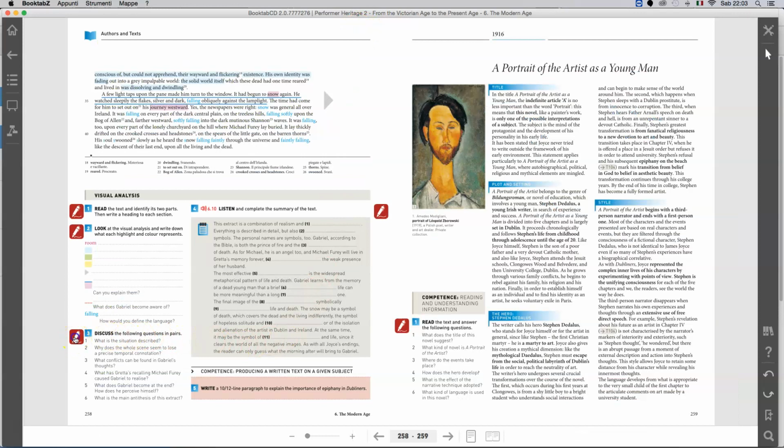And if we now discuss the following questions, starting from the first one: what is the situation described in this passage?